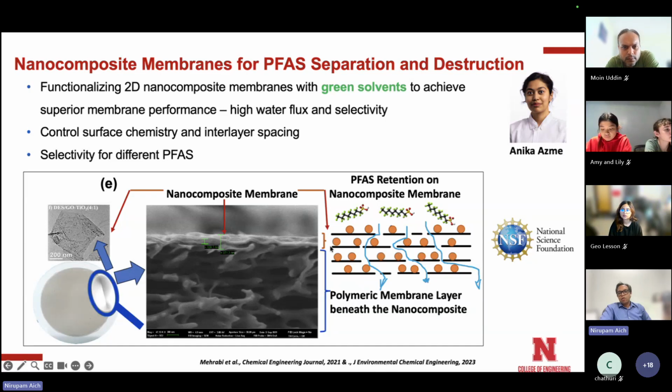On the right-hand side, the figure is just about the top layer of this membrane. You don't have to have the whole thing as a nanomaterial membrane because they are expensive. You can have a polymeric substrate in the bottom, but have a very small layer of nanoparticles there to create this separation and destruction.